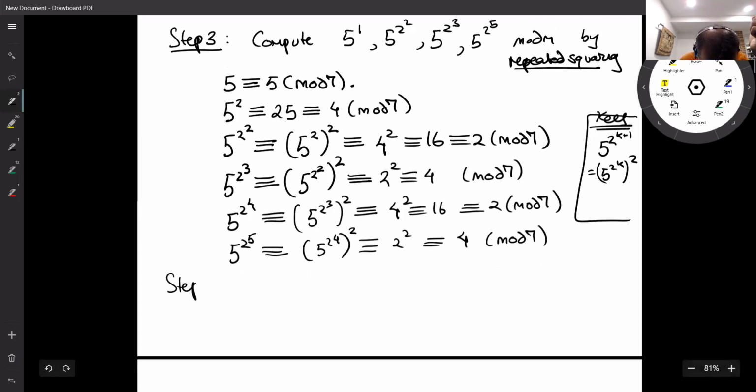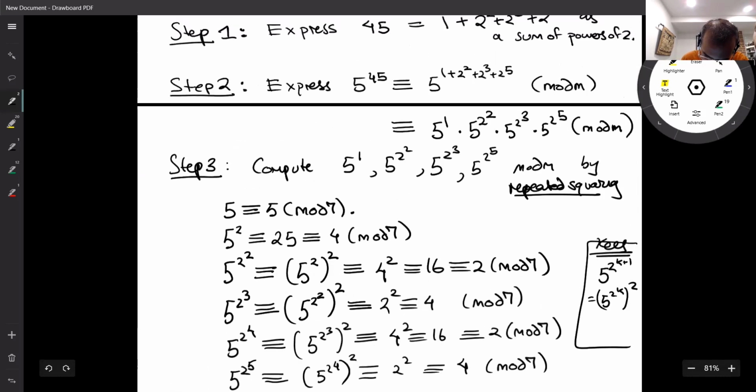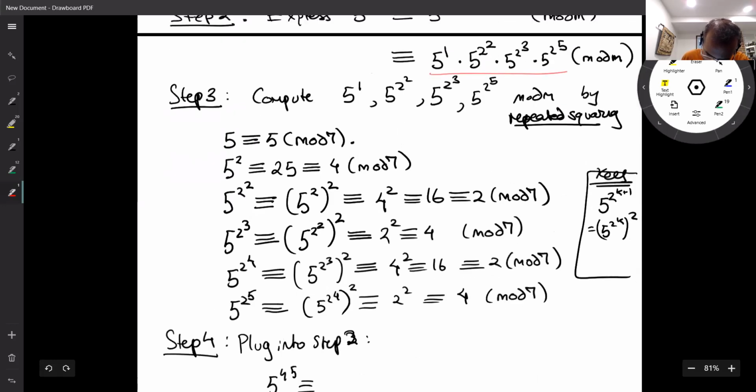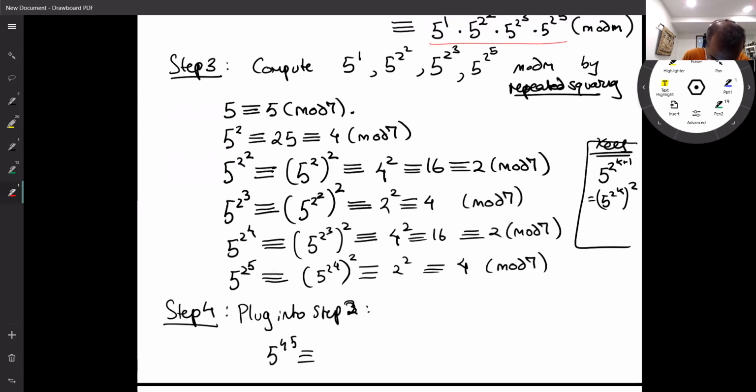So now step 4 is just plug all these back in. So now you get 5 to the 45. So remember, it was a product of 5 to the powers of 2 written here. So this is just going to be the product of, like, I computed these, right? This is 5 to the 1. This is 5 to the 2 squared. This is 5 to the 2 cubed. And this is 5 to the 2 to the 5.